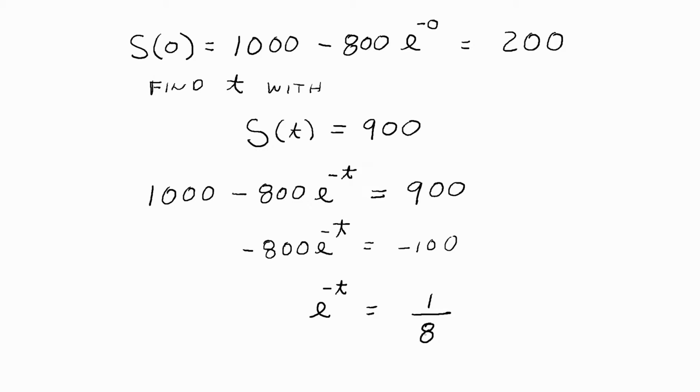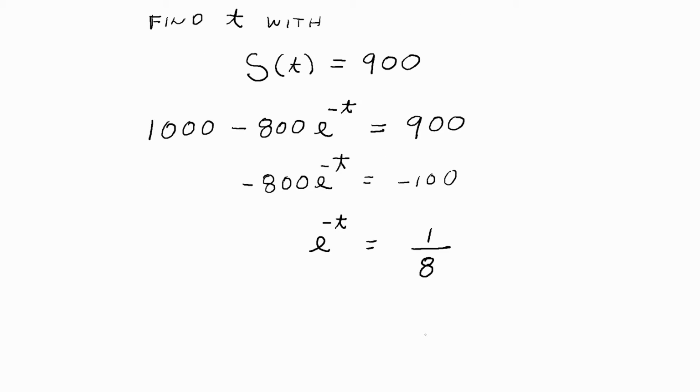Now I'm going to take the logarithm of both sides of this expression. If I take the natural logarithm of both sides, then I get negative t is equal to the natural logarithm of 1/8. And so t is equal to the negative of the logarithm of 1/8.